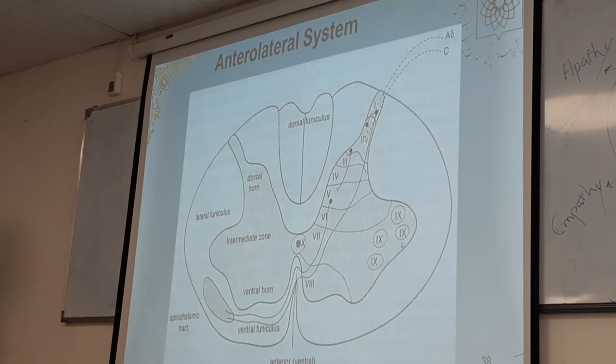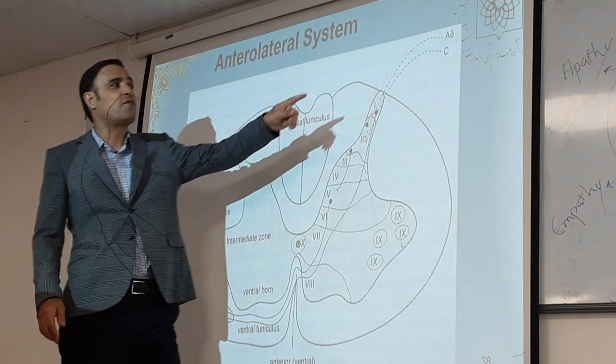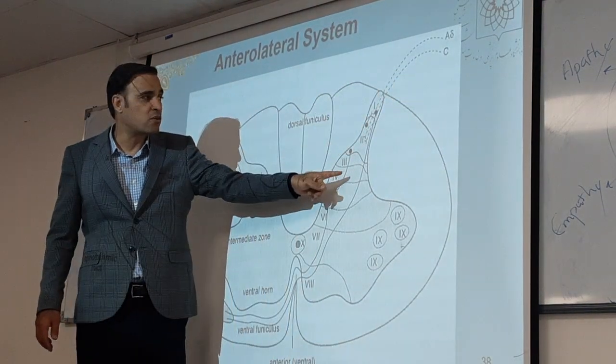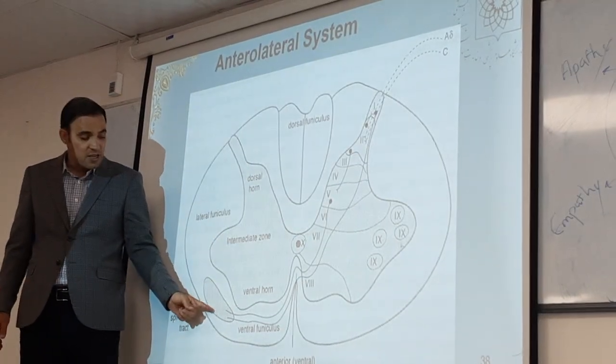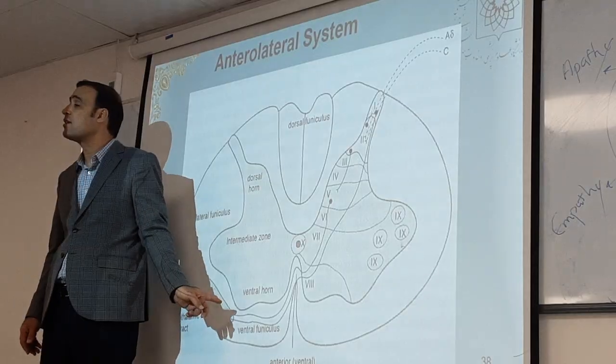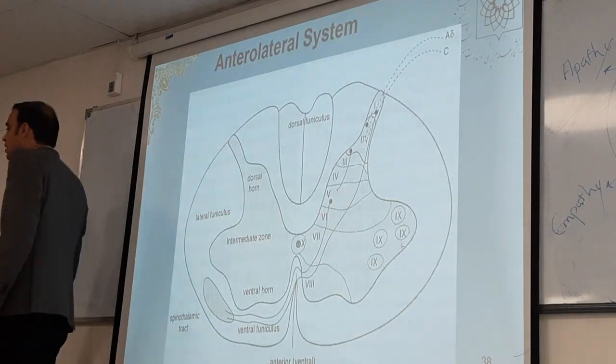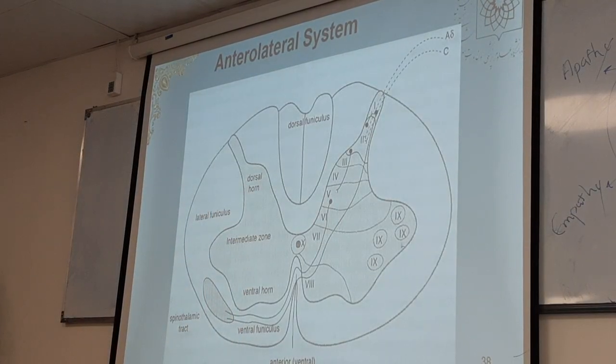This is showing the entry of the C fiber or A delta fiber into the spinal cord, crossing to the other side, and then using the anterolateral pathway to the higher center of the brain. Okay.